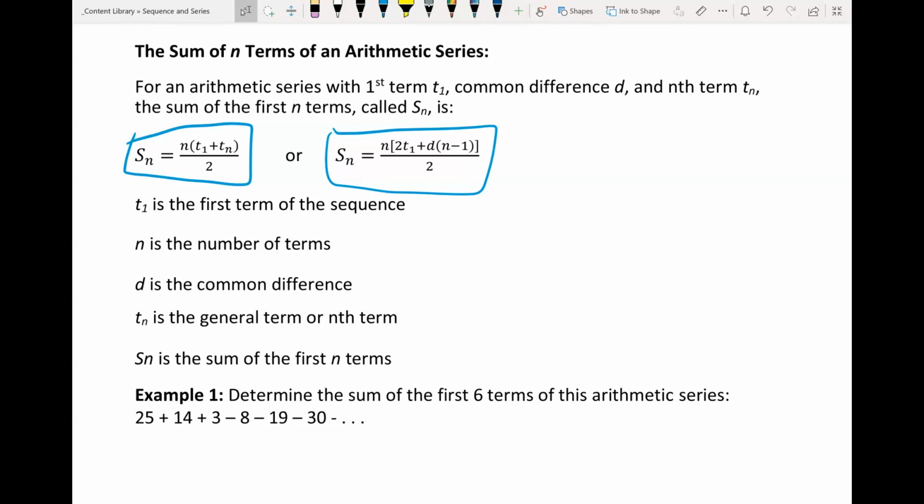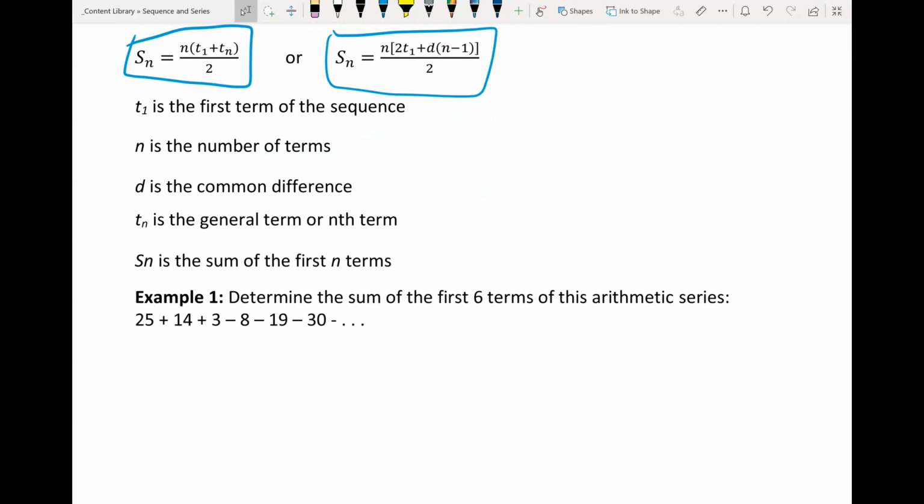So for example 1, we're going to determine the sum of the first 6 terms of this arithmetic series, which is 25 plus 14 plus 3 minus 8 minus 19 minus 30. So for this one, we're just going to add them up because it's the first 6 terms anyway, and we're given 1, 2, 3, 4, 5, and 6. So I'm just going to do 25 plus 14 plus 3 minus 8 minus 19 and minus 30. This will give us negative 15.